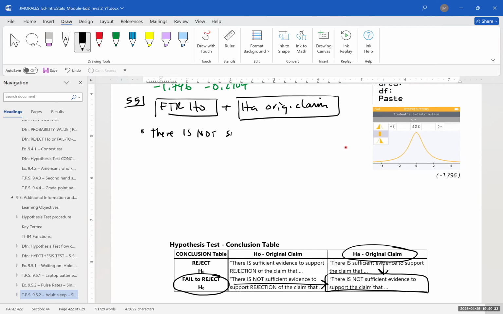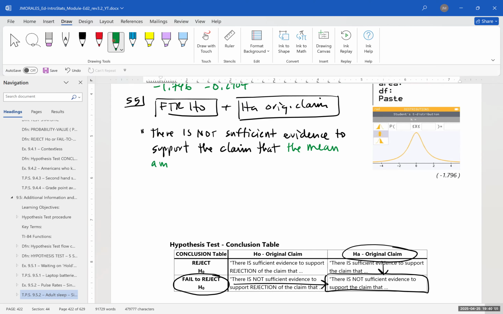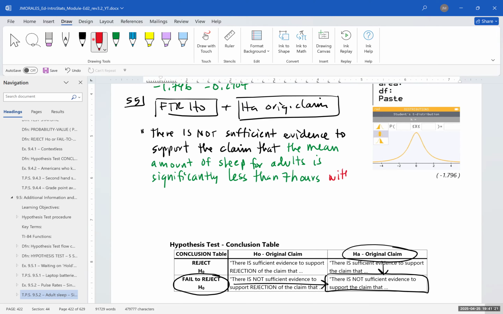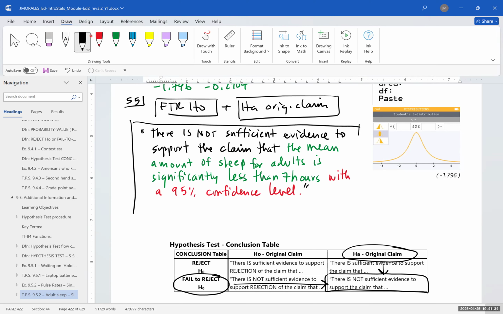There is not sufficient evidence to support the claim that the mean amount of sleep for adults is significantly less than 7 hours with a 95% confidence level. And that is our conclusion.